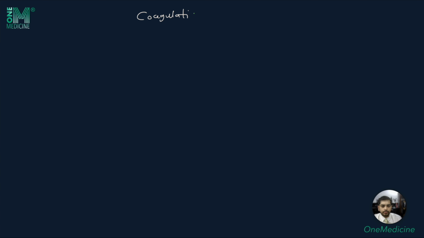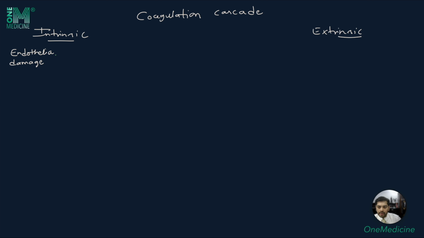Coagulation cascade. So the coagulation cascade has an intrinsic and an extrinsic pathway. The intrinsic pathway is activated when there is endothelial damage, leading to exposure of collagen and kallikrein.